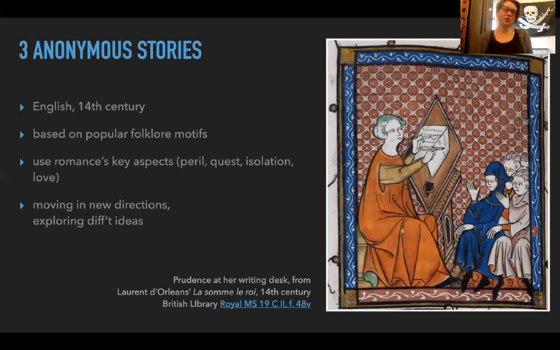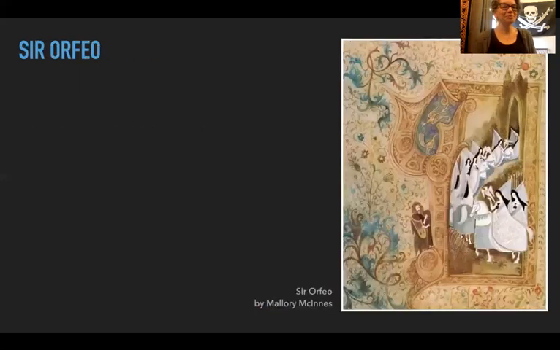And I think you will enjoy seeing the ways that these stories open up new possibilities for the genre at sort of the end of what we think of as the medieval period in Europe. So let's look at these 3 stories very briefly, each one. The first of them, as I said, is Sir Orfeo. It's from the early 14th century. It might even be the very end of the 13th century, but it's probably the early 14th century.